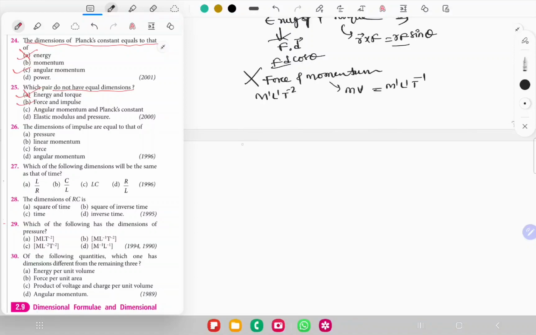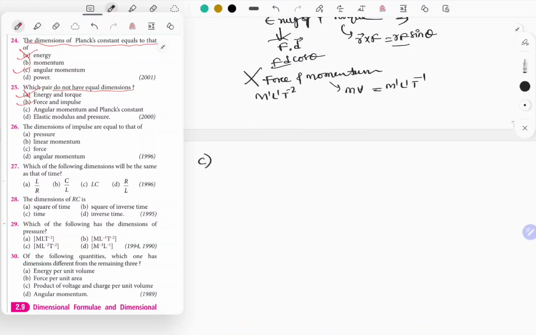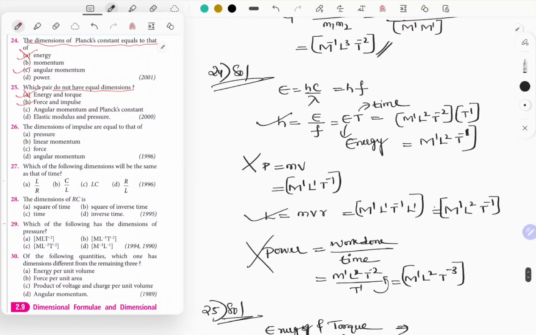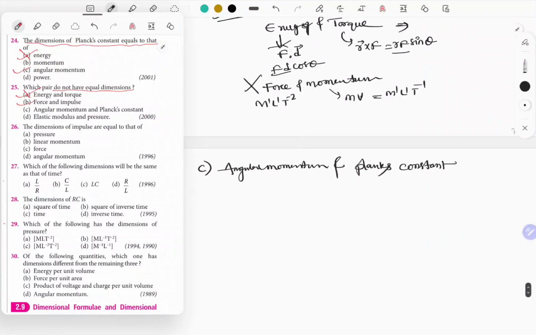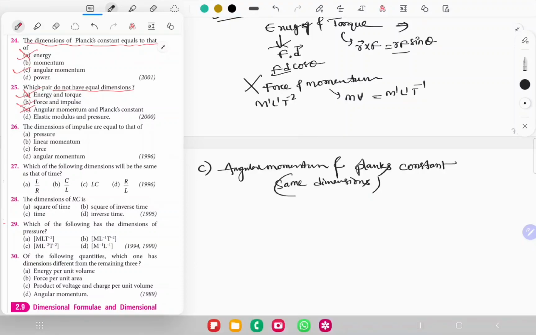Let's check the third option, that is option C. Option C is angular momentum and Planck's constant. Just now I explained angular momentum and Planck's constant in question number 24. Do they have the same dimensions or different dimensions? They have the same dimensions. Okay, so option C is also wrong. Wrong in the sense that it is not related to the question.